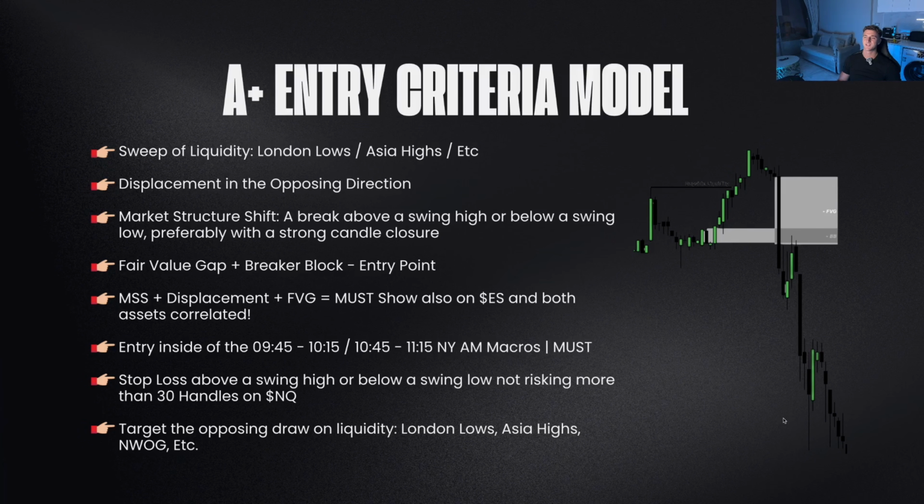Number two is a displacement in the opposing direction. Now, you want to see a displacement on both assets. So meaning if NQ is displaced, but ES has not displaced, you're not going to be taking that trade. You want to see displacement on both of the correlating assets.